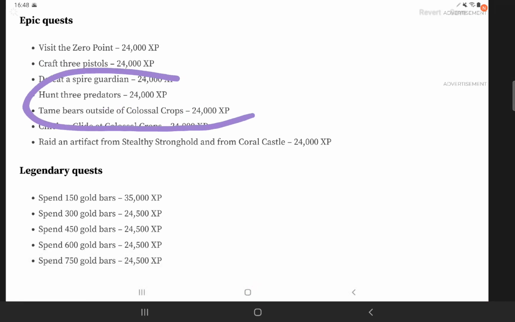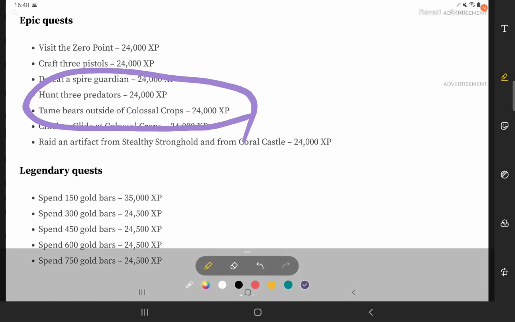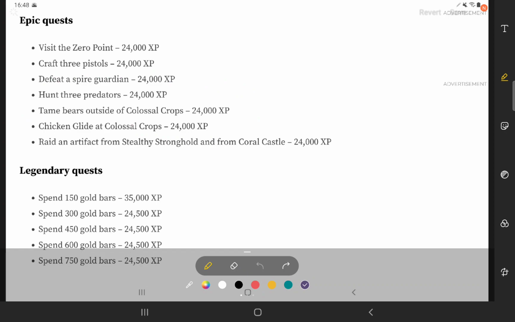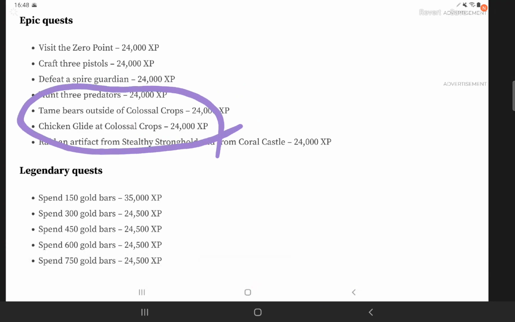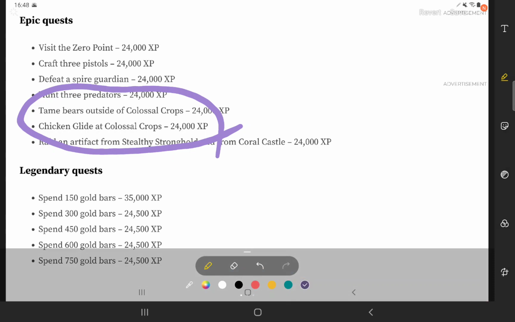Then we have tame boars outside of Colossal Crops. So I think this is boars probably. And in Colossal Crops there are three, but probably the meaning is that you can't use them. This would be quite easy. Then you have to find them around using the hunter's clock. Then we have chicken glide at Colossal Crops. It's quite easy to catch a chicken, go to Colossal Crops and jump, I think.